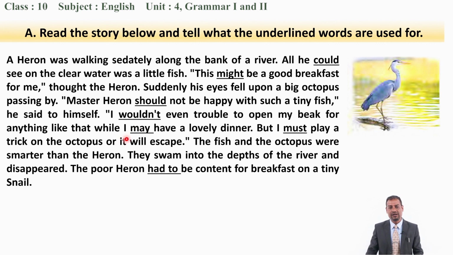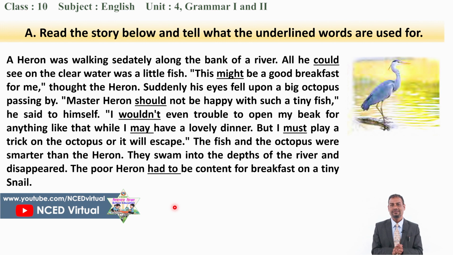Likewise, what is the work of may in this sentence? I may have a lovely dinner. Why do we use may here? Okay. Next, but I must play a trick on the octopus. What is the function of must here? You need to know that one. Likewise, we have here had to. The poor heron had to be content for breakfast on a tiny snail. So, what is the function of had to here?